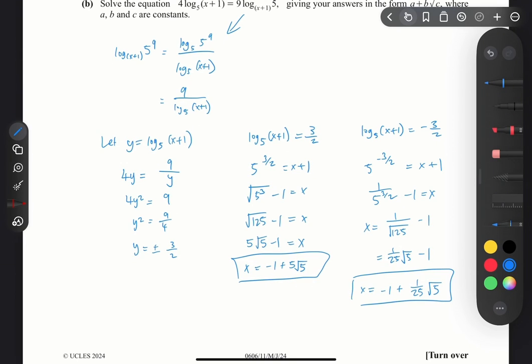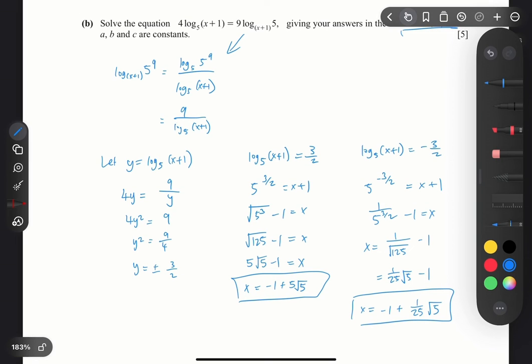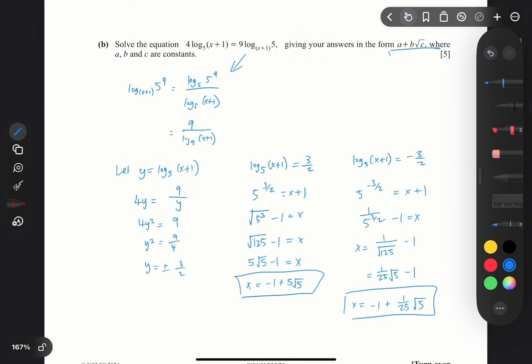For this part of the question, honestly, you can just key it into the calculator and let it give the simplest form for you, and then you can just write it as the answer.